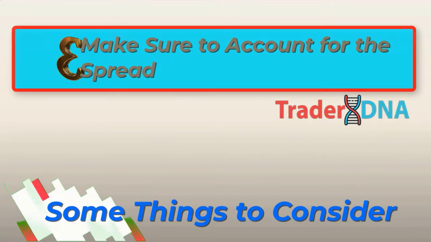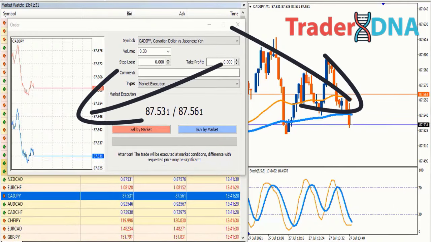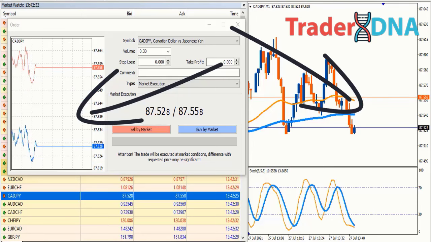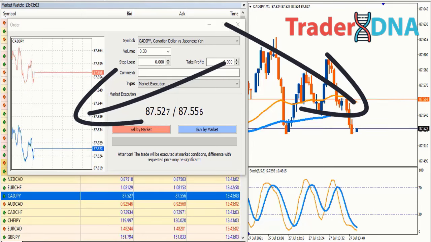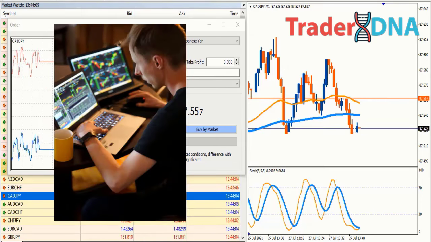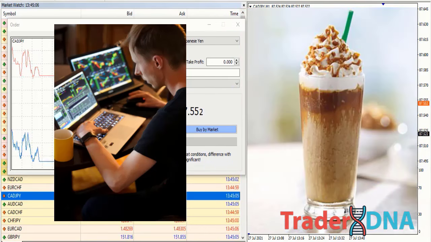Third, make sure to account for the spread. Because you enter the market frequently, spreads will be a big factor in your overall profit. As each trade carries transaction costs, scalping can result in more costs than profits. That's like working for an hour in a job that pays $5 per hour and then going out and buying a $6 caramel ribbon crunch frappuccino.